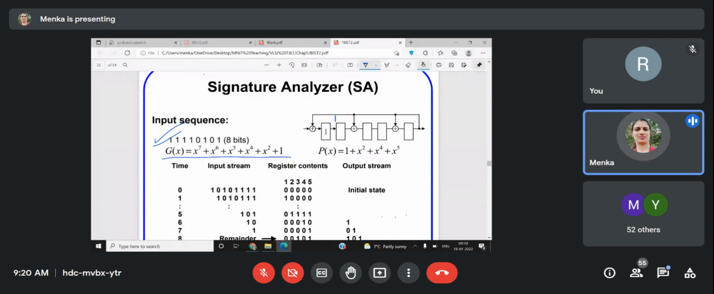This is the MSB. So with MSB 1, what will be the multiplier for the MSB? 2 raised to power 7, or here x raised to power 7. These are 8 bits. So the MSB is x^7, plus the next one x^6, x^5, x^4, and x^3's multiplier is 0, so we will not take it. Then x^2, x, and x^0. In this fashion we will have this generator polynomial.